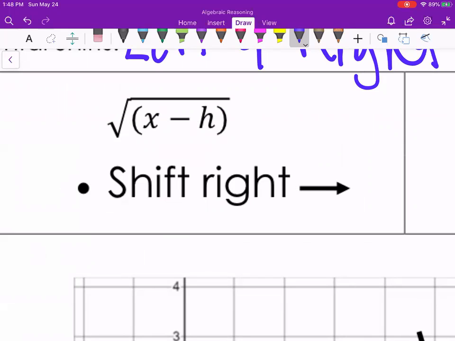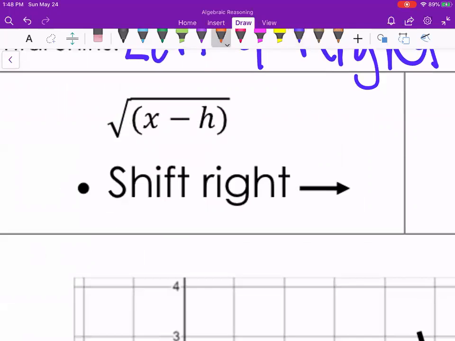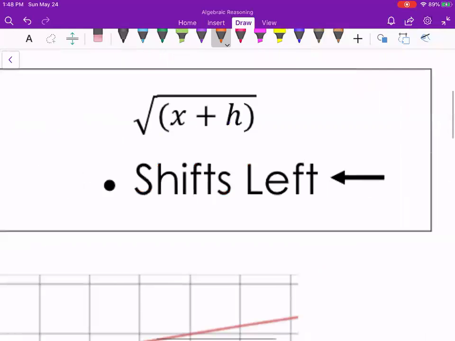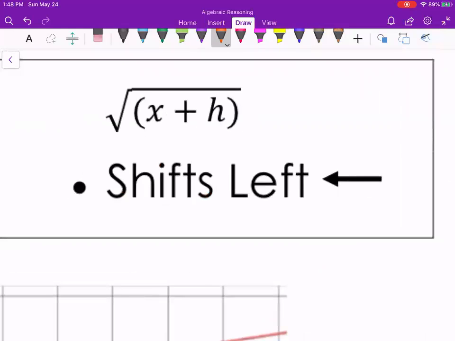So this time, our square root function is inside, we have x minus h. Insiders lie, so again, we will shift to the right. When it becomes a plus, x plus h inside the square root, that's when you move to the left, inside those square roots for the plus.